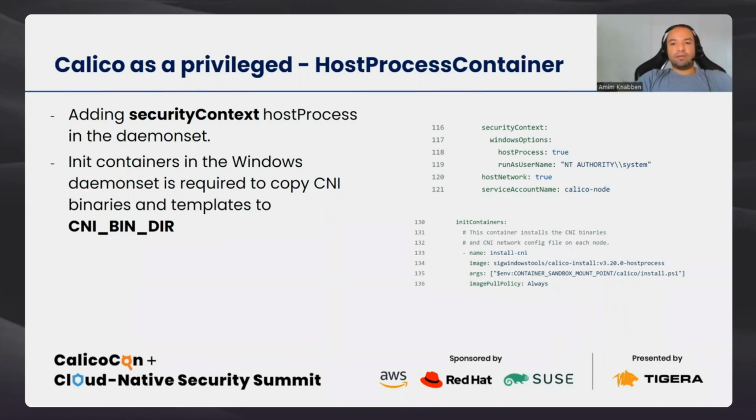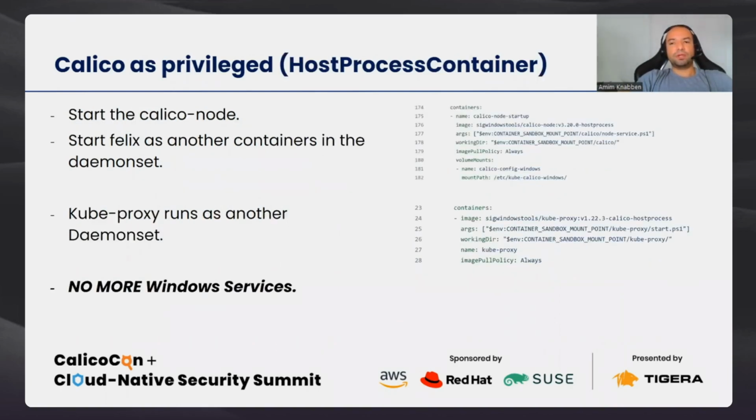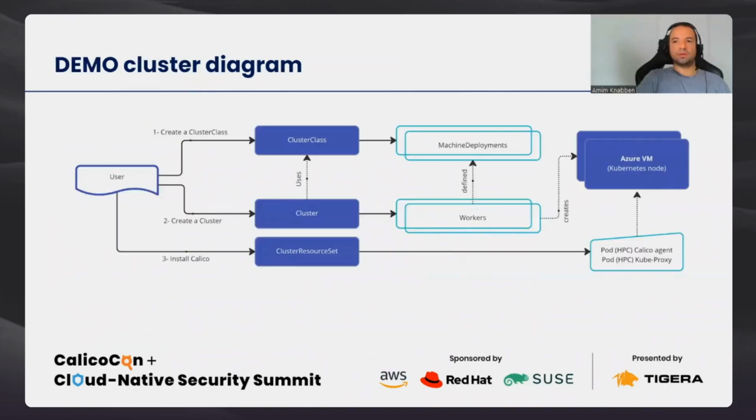In the spec, we have the init container. This is required to install and copy all the CNI binaries and configurations inside the host of your Windows node. Next, the host process container has the containers spec with the Calico node startup and Felix. Both will start the services as host process containers. Kubeproxy runs as another daemon set, and this is an example of the specification of Kubeproxy as well. It means no more Windows services, and this is a good thing for the parity of functionalities across nodes inside Kubernetes.